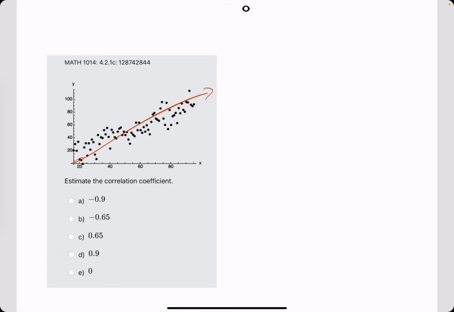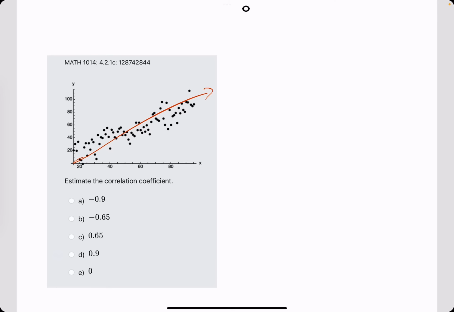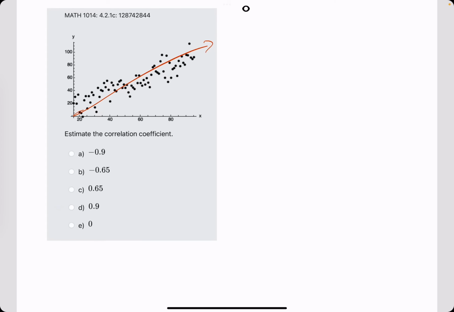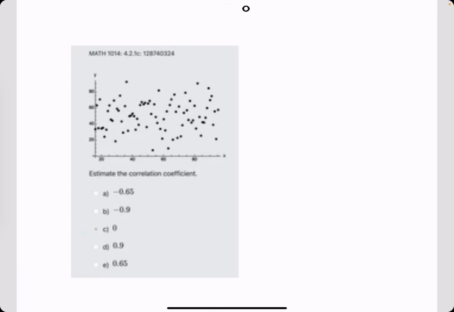Here we can hopefully see the positive slope, and they do seem a little more tight fit. They're not as spread out as the last one was with the negative 0.65. So anyway, we have a positive slope, so we know it's not negative nor 0. And then again, these are a little bit tighter knit, so I'm going to go 0.9 on this one. That's pretty much it. Let's do a couple more.